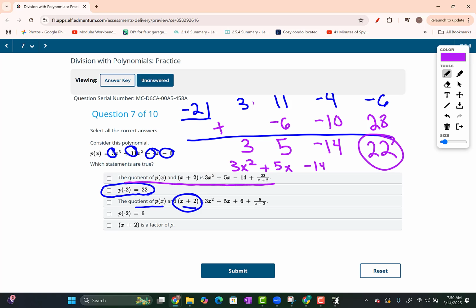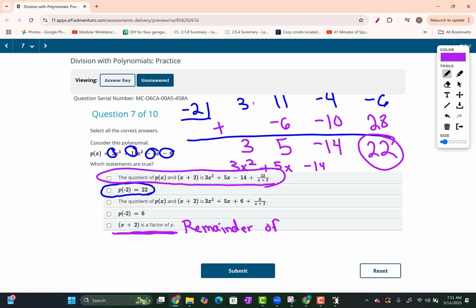Of course, we kind of already knew that from the answer that we circled earlier. This is just another way to check it. And then that's it. The only other possible one is this one. It's saying x plus 2 is a factor of p. Remember, for something to be a factor, that means we would have to end up with a remainder of 0. And obviously, that is not the case. So we only have 2 correct answers in this problem.